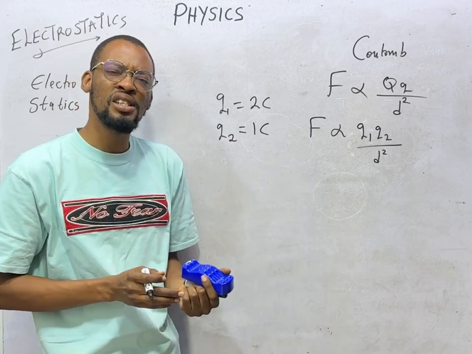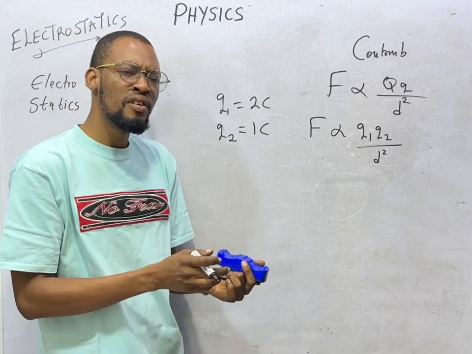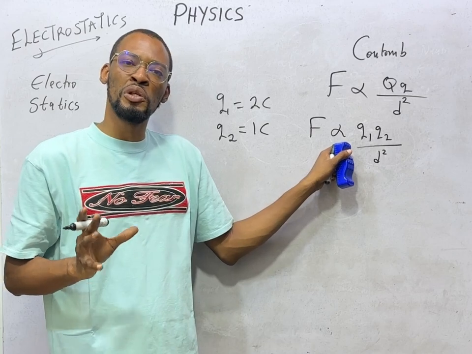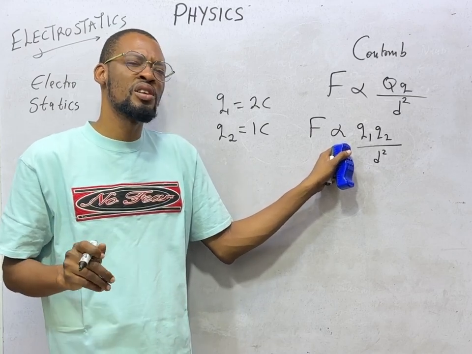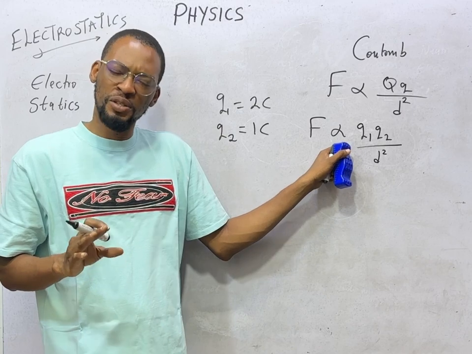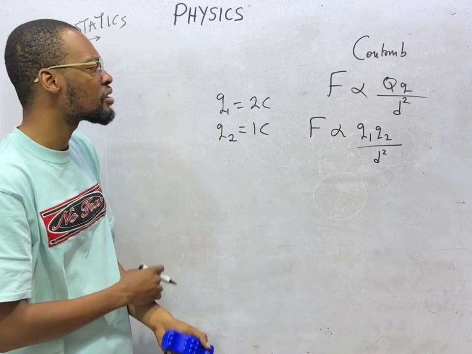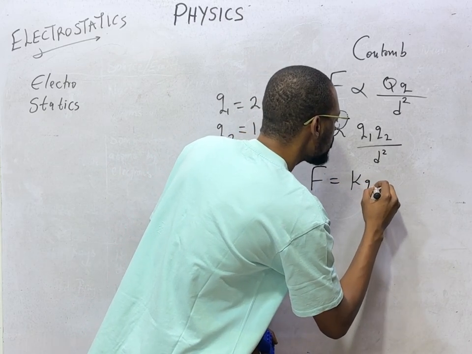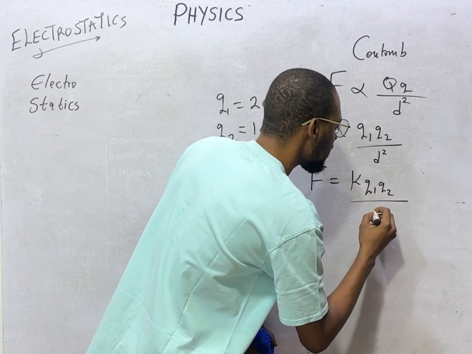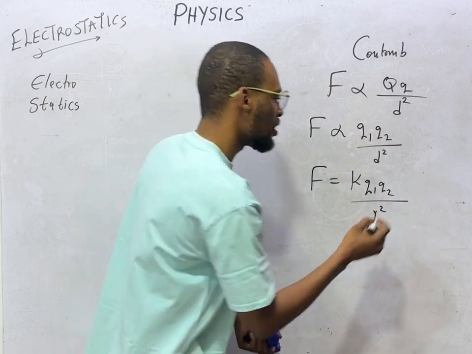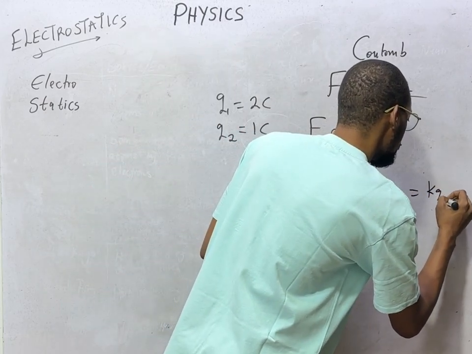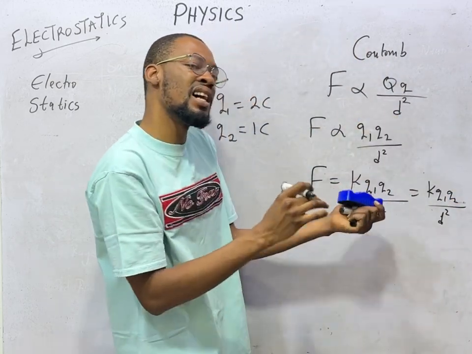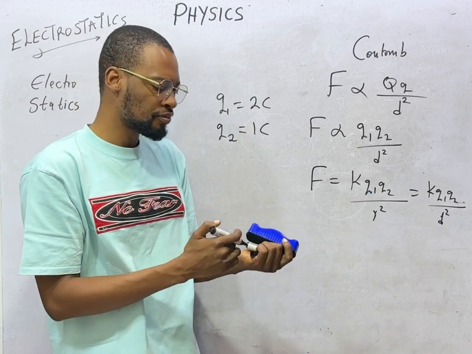Now, in mathematics, we do not solve with a proportionality sign. When there is a proportionality sign, we know that a constant will come in. I explained this in variation. Look at that video, my variation series, you'll find something interesting. So, F equals K Q1 Q2 over R squared, or D squared. Just know that this is the distance of separation.